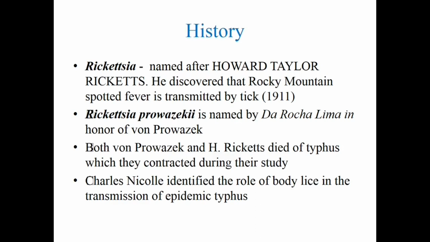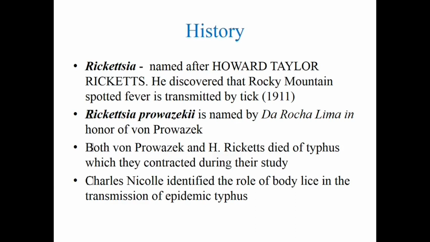Rickettsia is a group of bacteria which causes infections in human beings. The name Rickettsia comes from a scientist called Howard Taylor Ricketts, who discovered that Rocky Mountain spotted fever is transmitted by ticks. That was way back in 1911. Rickettsia prowazekii, another bacterium, was named by Rocha Lima in honor of von Prowazek. Both Howard Taylor Ricketts and Prowazek died of typhus, which they contracted during their study. It is important to know that we know what Rickettsia is today because of people who sacrificed their lives to study these diseases. We must remember that they both died while trying to understand how this disease is transmitted.